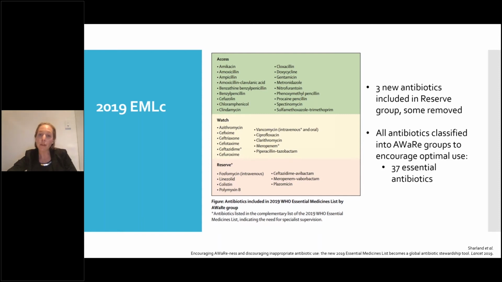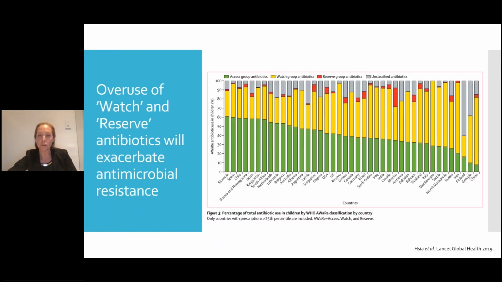children. The other thing that the 2019 EMLC publication included was classification of all antibiotics into the AWaRe groups, so that we have now classification of not just the 37 essential antibiotics, but 180 total antibiotics that are now classified into Access, Watch, and Reserve, which is really important for healthcare systems to be able to know how to use those antimicrobials and which they should be targeting their use towards. Because we know that the overuse of Watch and Reserve antibiotics will exacerbate antimicrobial resistance.